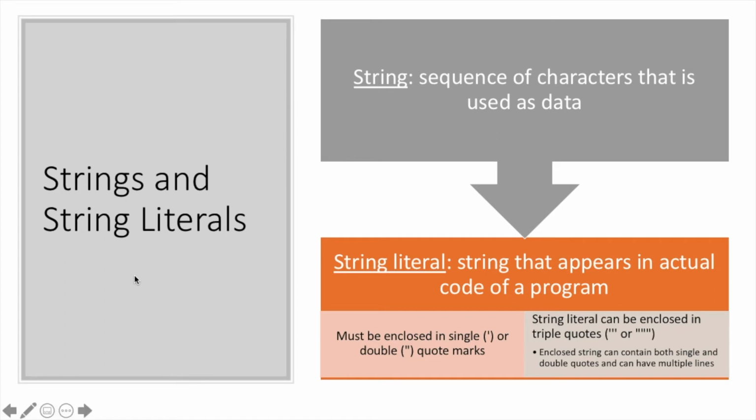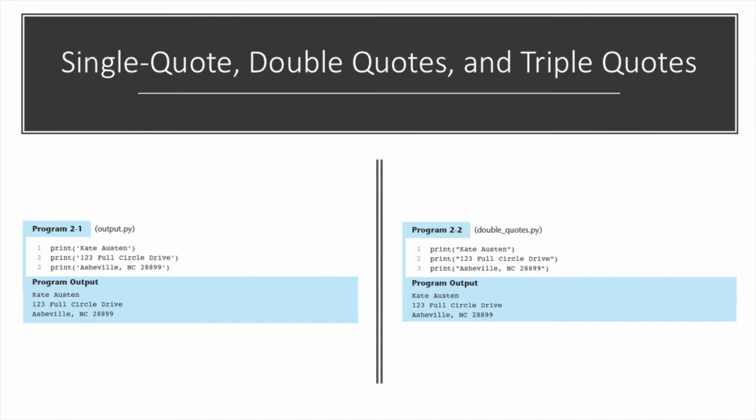But a string literal is a string that appears in its actual code or program. So for example, it must be enclosed with single or double quotes. A string literal can also be enclosed in triple quotes or triple single quotes. You can use triple single quotes or double quotes. And why do we use this? I will just show you in the next example.